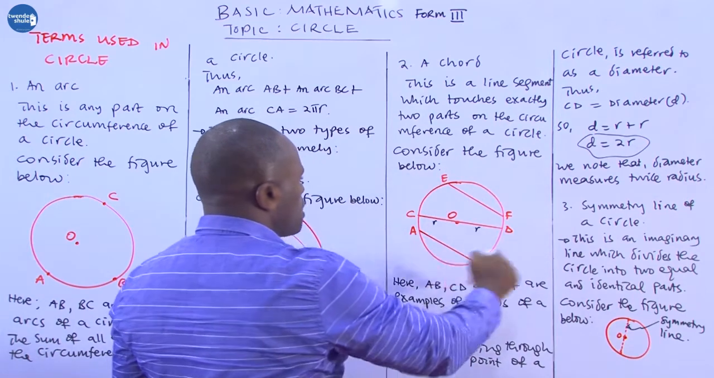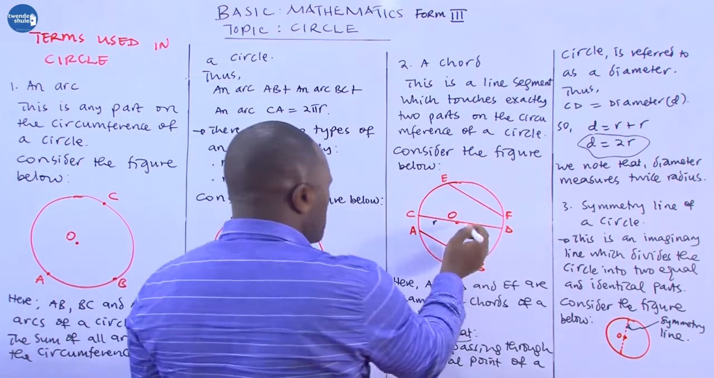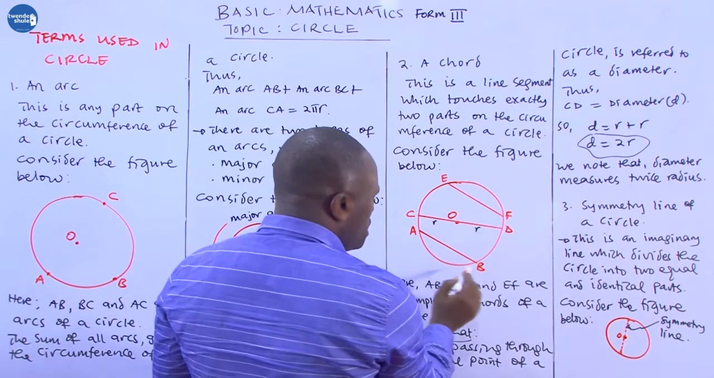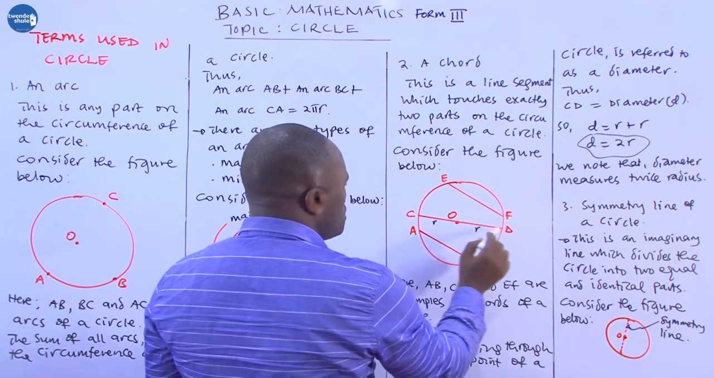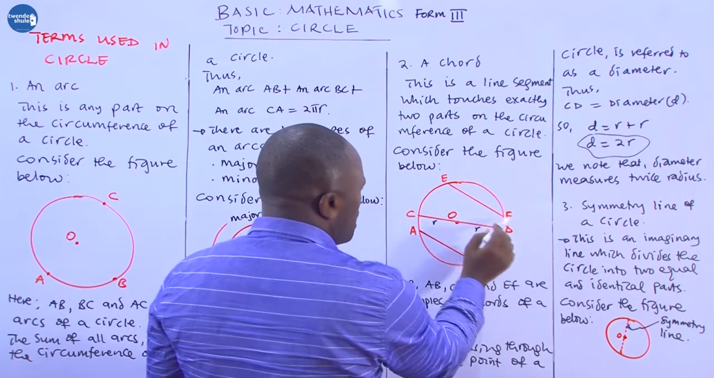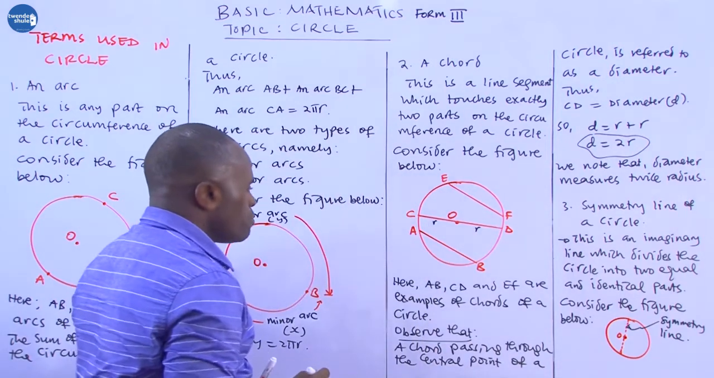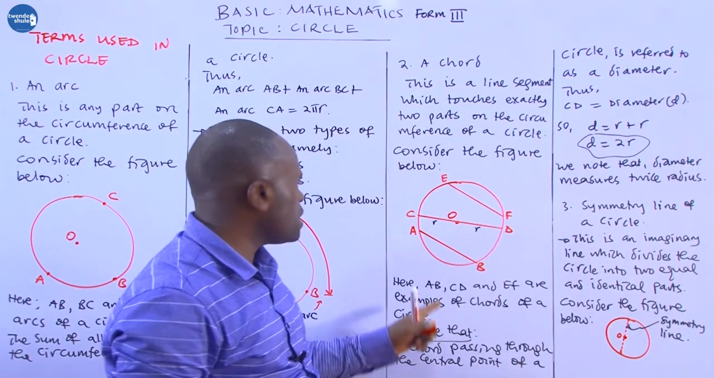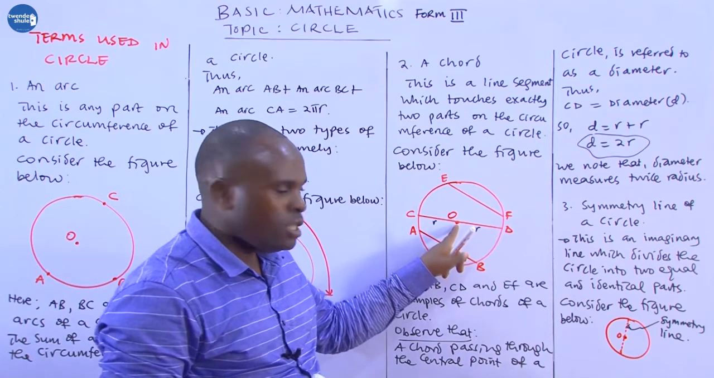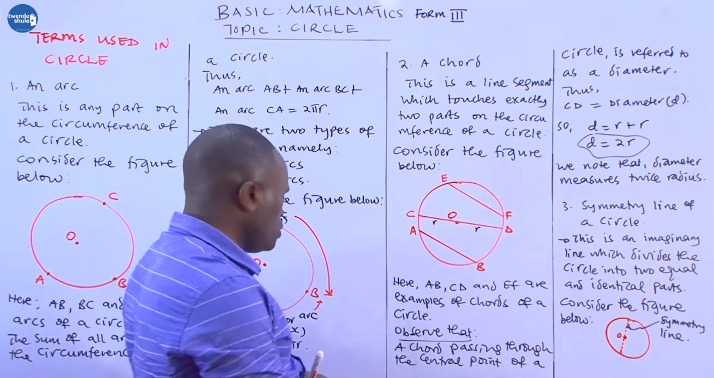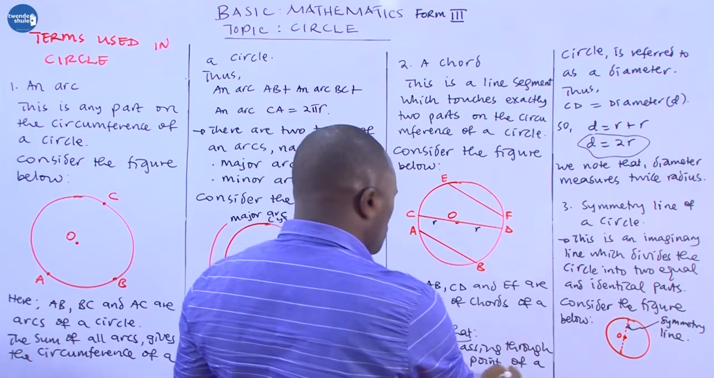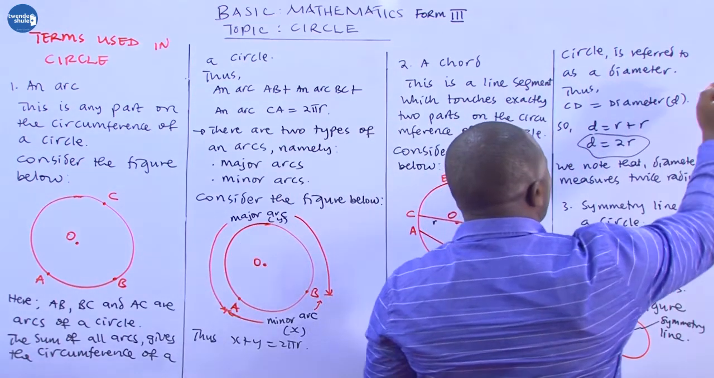So given a circle like this, with central point at O, a line AB is a chord, a line CD is a chord, a line EF is a chord. So we say a chord which is passing at the center of a circle is referred to as a diameter, which is important. A chord passing through the central point of a circle is referred to as a diameter.